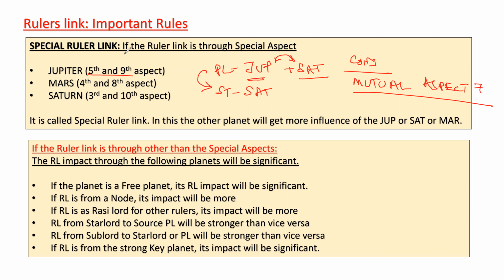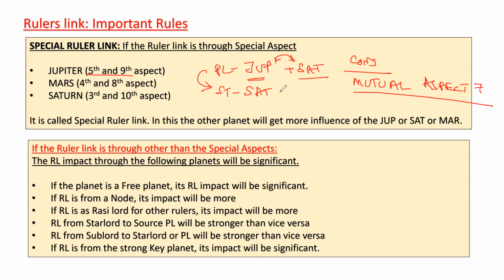So if the ruler link is formed through Jupiter, Mars, or Saturn, if these three planets are forming a ruler link to the other planet by way of special aspect, that is called a special ruler link. The influence of these planets will be significant. Otherwise, that influence will be shared between each other. I hope you have understood.